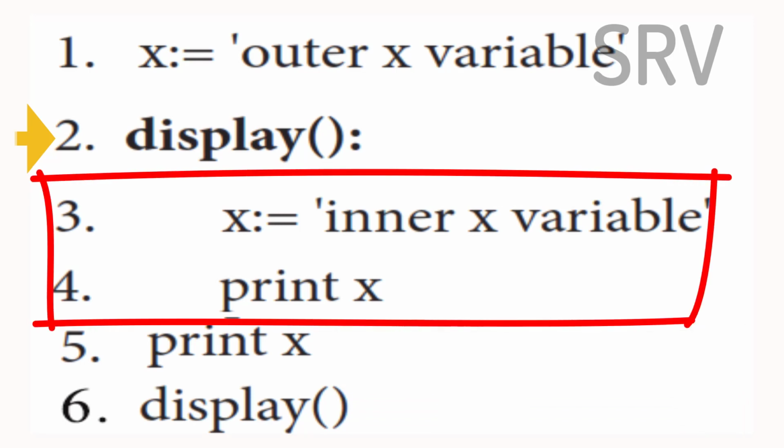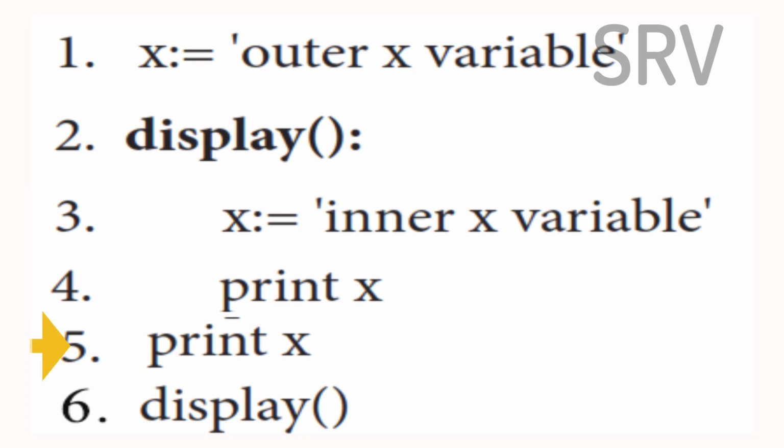The statement 3, here also a variable named x is declared and the value inner x variable is assigned to the variable x. In the 4th statement, we have printing the value x. The value assigned in x is being printed in the statement. And the next statement, again we are printing the value of x. And the 6th statement, we are calling the function display. Okay, now see how this pseudocode executes.